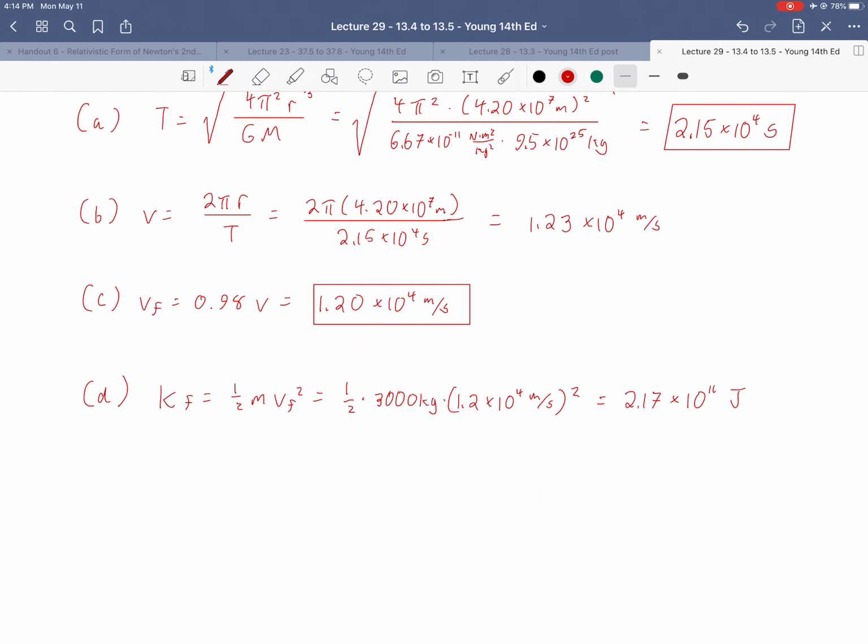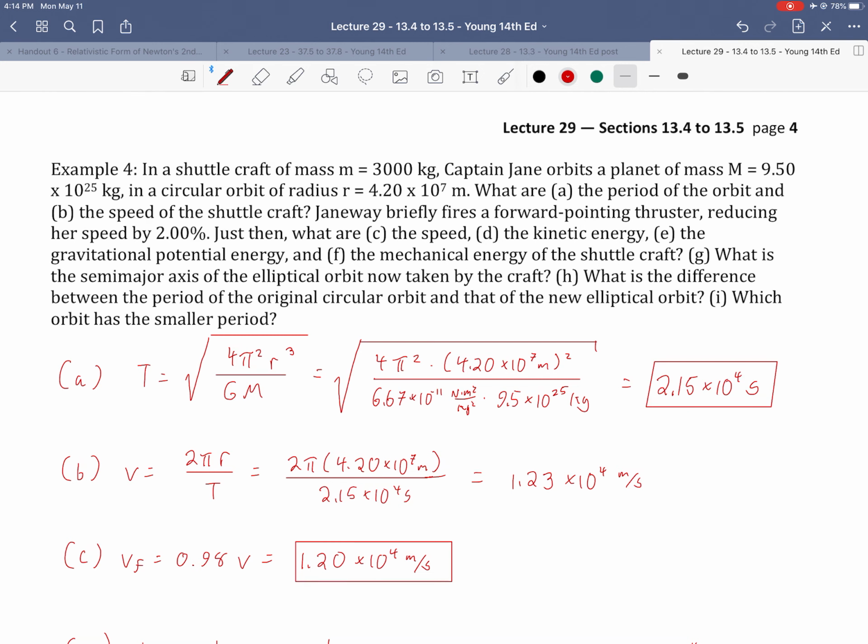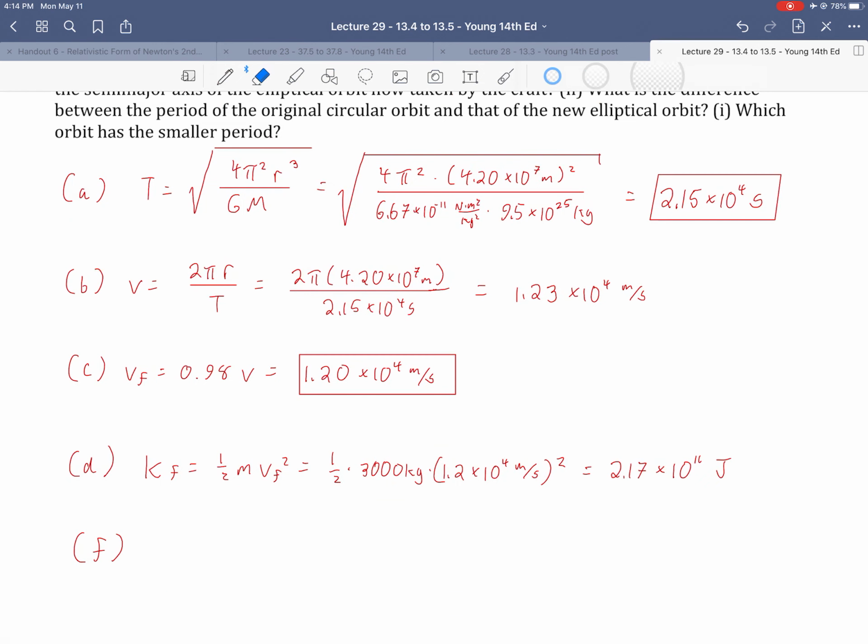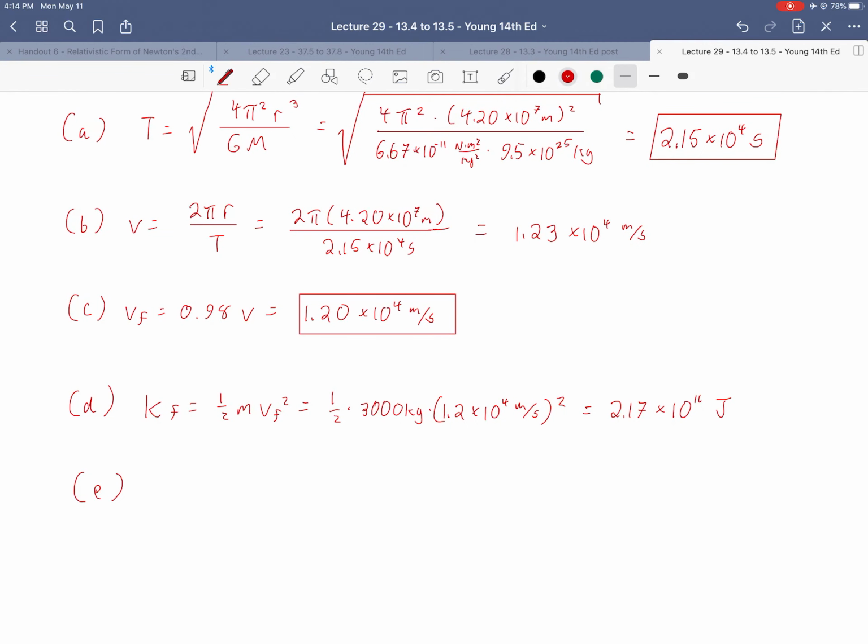You'll see why. So in F, the mechanical energy of the craft, there should be a negative value, right? So this is going to give us the total energy. Let's see, I think I skipped E, gravitational potential energy. So let's do that first. So E, that's just going to be U, which is negative GM over R. Okay, and we have everything there.